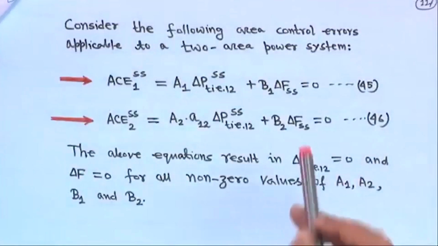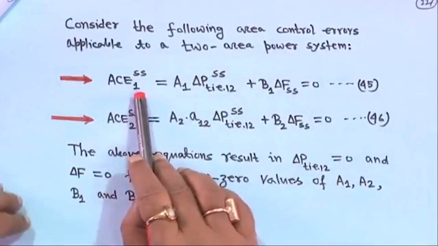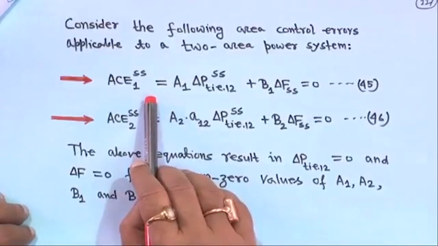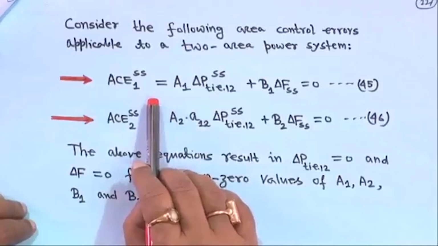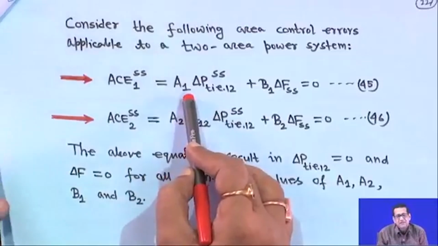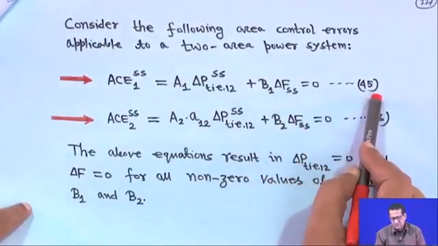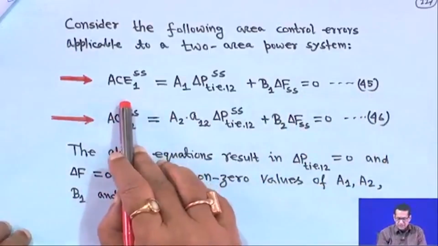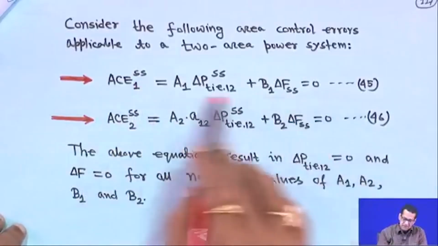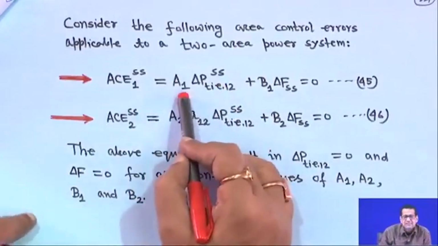Now the question is, consider the following area control errors applicable for a 2 area power system. We know ACE1 is equal to B1 delta F1 plus delta P tie 1-2. Suppose the ACE1 steady state value is multiplied by some constant, capital A1, into delta P tie 1-2 SS plus B1 into delta F SS is equal to 0. This is equation 45, because whenever you put integral or supplementary control action, ACE1 steady state will become 0. A1 is some constant.